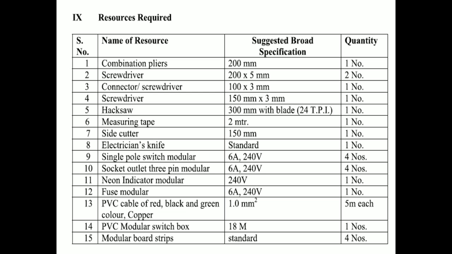PVC cable of red, black and green color, copper 1 square, 5 meter each, because we are going to make the wiring of this diagram. Then PVC modular switch box 18 module, we are going to use here 16 module, 1 number. Modular board strip standard, 4 numbers.